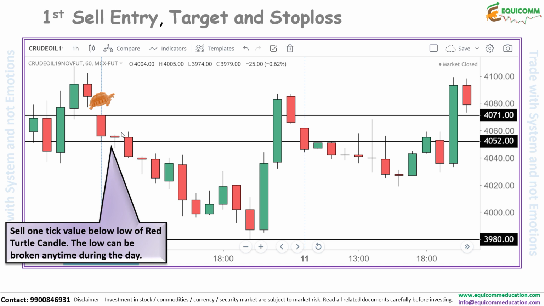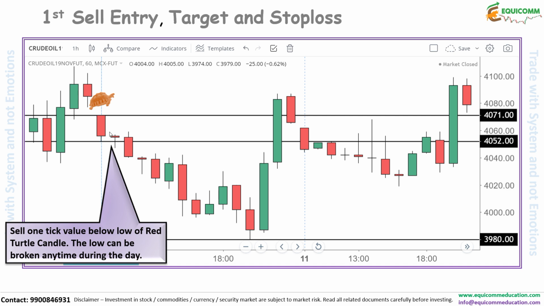Now the question might come, I have got a red turtle candle, and after that the market has gone up without breaking the low of the red turtle candle. What should I do? The condition is one has to sell only when the low is broken. If the high is broken before the low, no worry, let the low be broken anytime throughout the day. If that happens, you go for a sell, right?